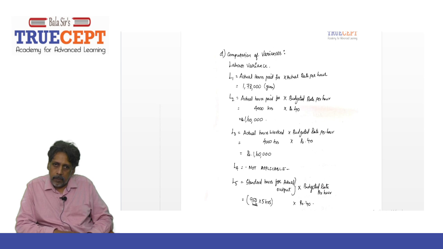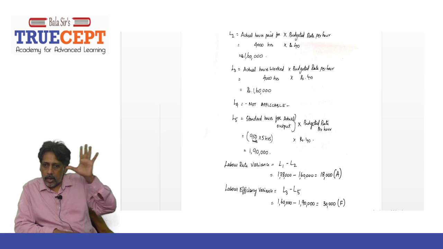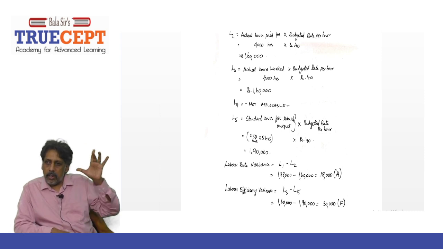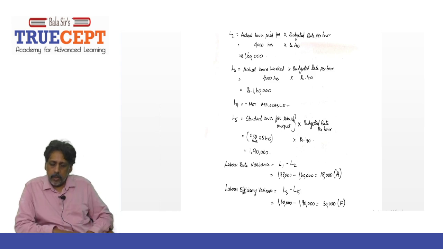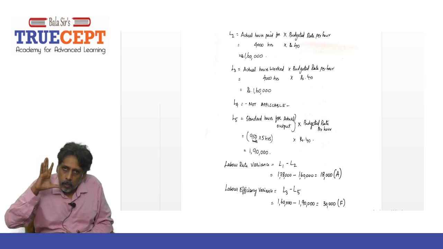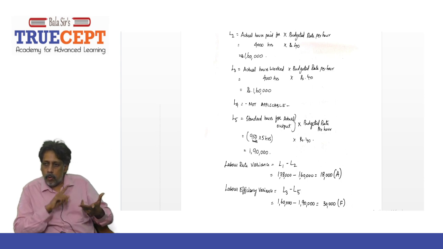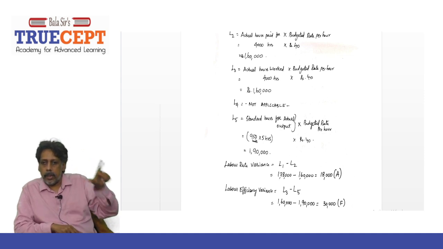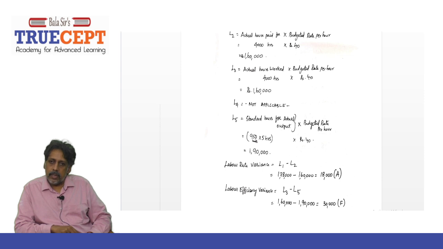And L5, standard hours for actual output into the budgeted rate. We know 950 units have been actually produced in the month of March, right? Yeah. 950 returns, that into 5 hours time allowed for one return. So what is 950 into 5? 4,750 labor hours allowed, and that into rupees 40 per hour will work out to rupees 1,90,000.